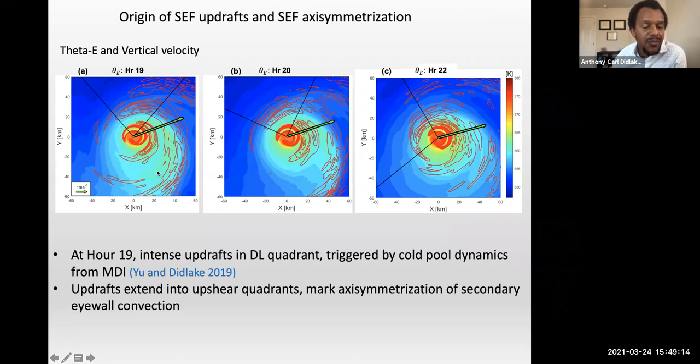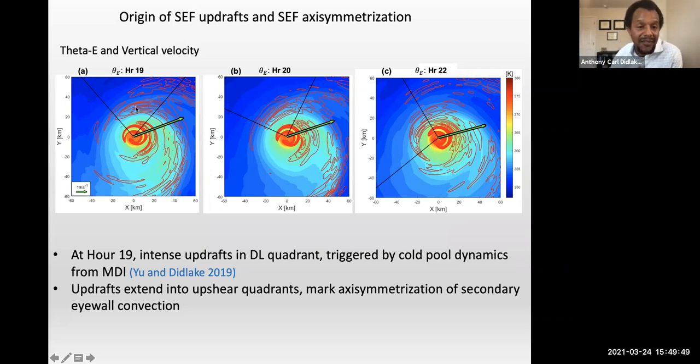In the colors here, we have the theta E. And you can see this theta E pocket of the storm. Clearly along the theta E gradients is where you see your largest vertical velocity. And this is, of course, where the rainband complex is. Particularly though, in the downshear left, this is clearly reinvigorated upward motion that, we hypothesized in Didlake 2019, is triggered by cold pool dynamics from the MDI.